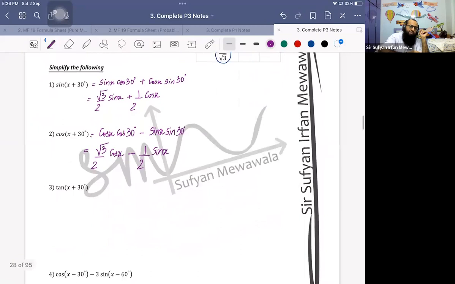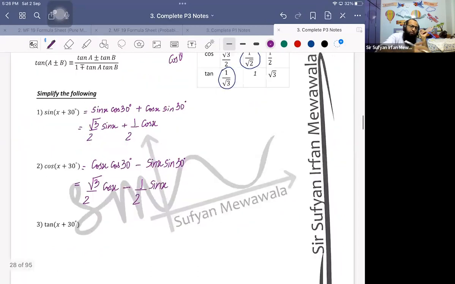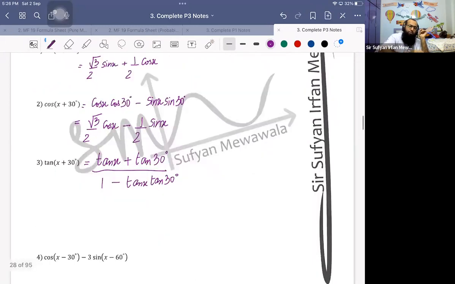Then moving on towards tan x plus 30. In the numerator, it's tan A plus tan B. In the denominator, it's 1 minus tan A tan B. So if it's tan x plus 30, we are going to write tan x plus tan 30 upon 1 minus tan x tan 30.